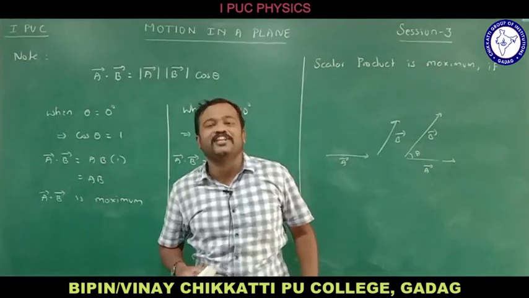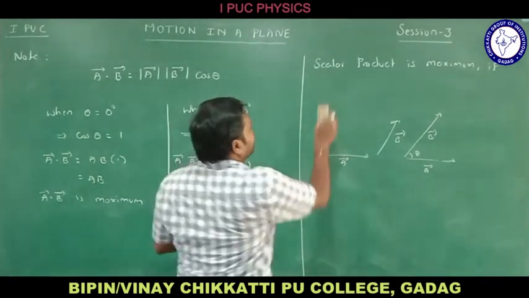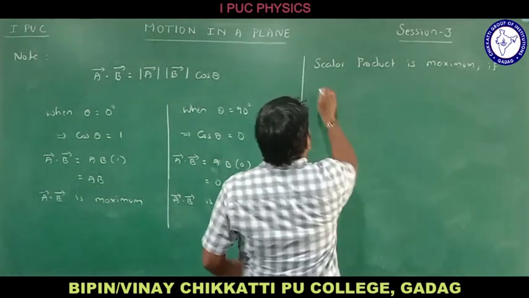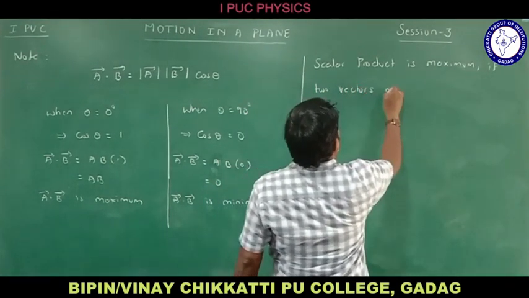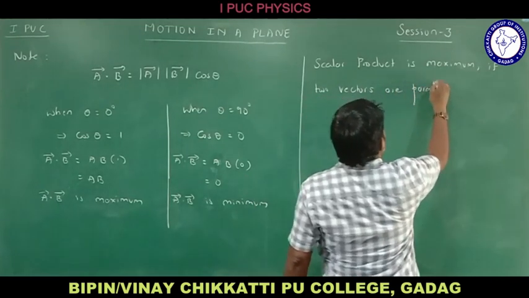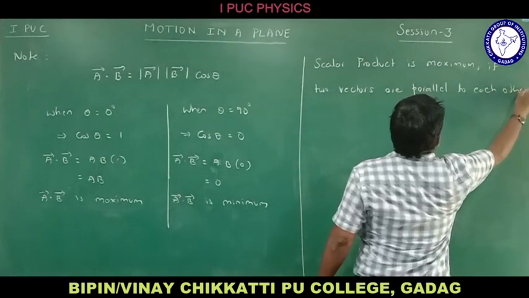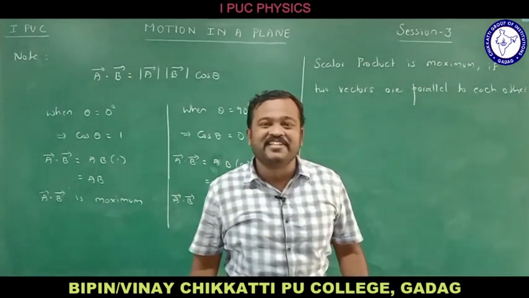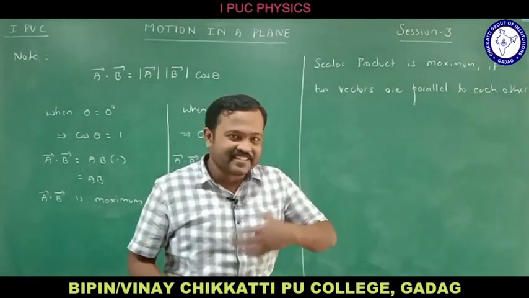The meaning of theta equal to 0 is they are parallel to each other. Let me write it like this: scalar product is maximum if two vectors are parallel to each other, right? If two vectors are parallel to each other, then the dot product is maximum, the scalar product is maximum.